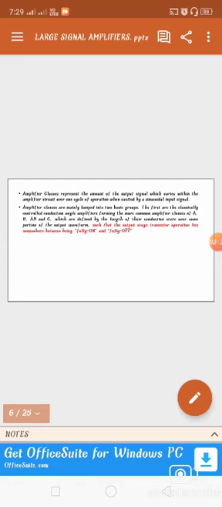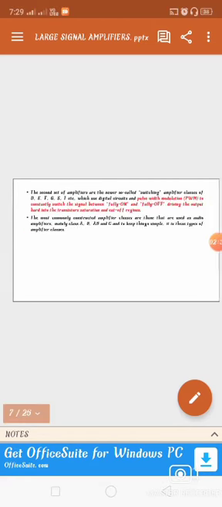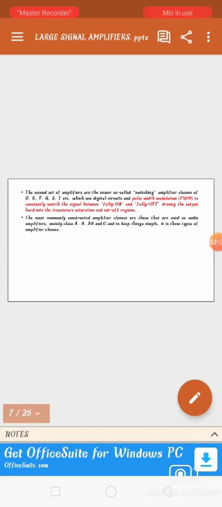The basic classifications of the power amplifiers are Class A, Class B, Class AB, and Class C amplifiers. The second set of amplifiers used as power amplifiers are D, E, F, G, S, and T. The most commonly used audio amplifiers are Class A, Class B, Class AB, and Class C.